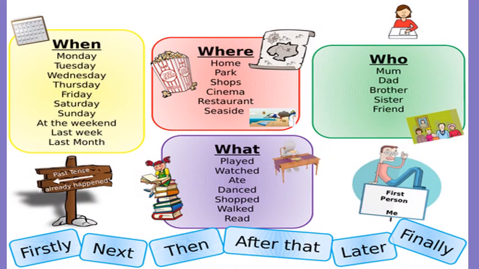Okay. Here are some examples of words that you can use to answer when, where, who, and what. All right? And for the sequence of events, you can use words like firstly, next, then, after that, later, and finally. All right? These are just some examples. You can Google more on this, do more research on what words you can use. Okay, let's carry on.